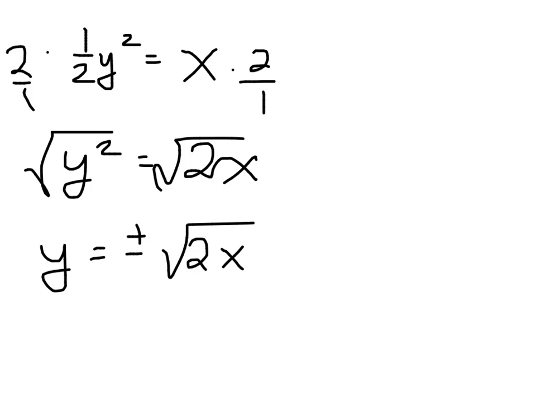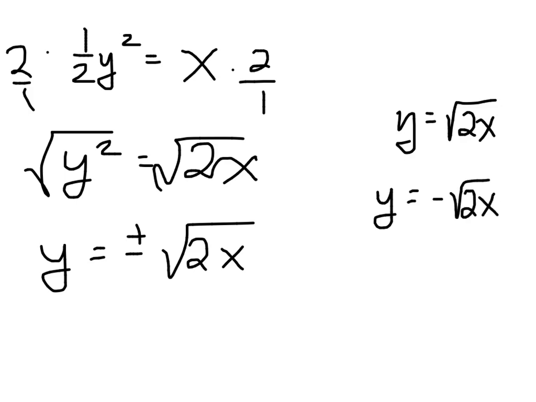Now, when you type this in, you need to type them as 2 different equations. The first equation will be y equals the square root of 2x. And the second equation would be y equals negative the square root of 2x. That has to happen. When you graph it, what does it look like? It looks like a sideways parabola, right? That's what it should have looked like.